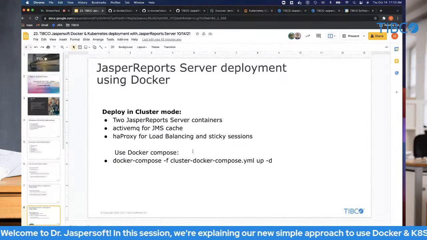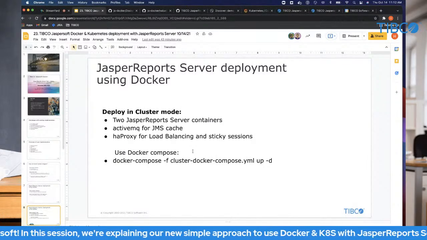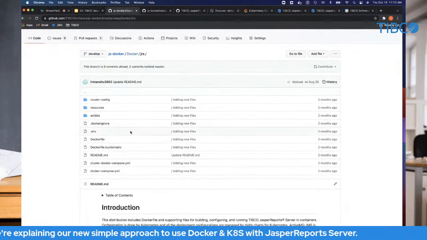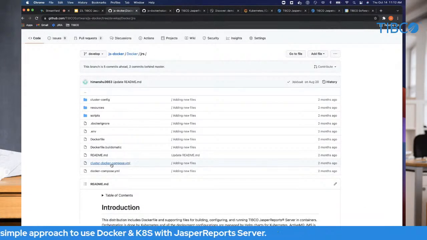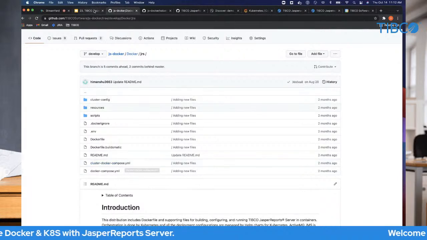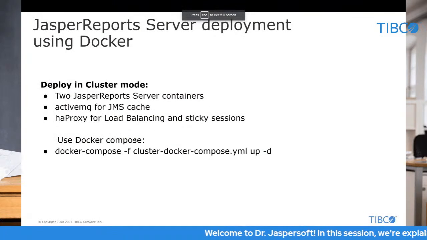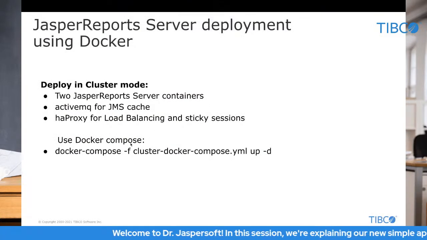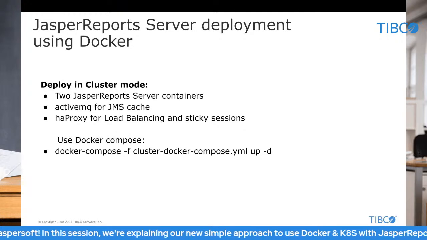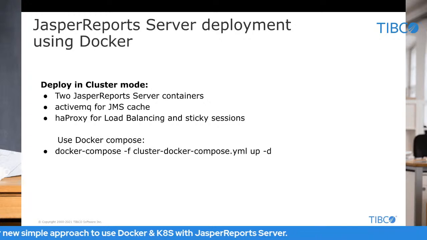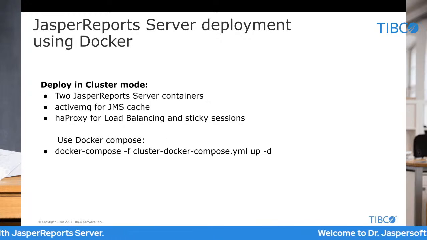Let's say if you want to deploy Jasper Reports Server in the cluster mode, as I showed here, we have the cluster Docker Compose file. This is the sample for you to deploy the Jasper Reports Server in the cluster environment. What it will do, it will start a couple of Jasper Reports Server containers along with ActiveMQ for JMS caching and HA proxy for load balancing and sticky sessions. So you use the similar command and provide the file as the cluster Docker Compose file. It will have your environment up and ready in the cluster mode.